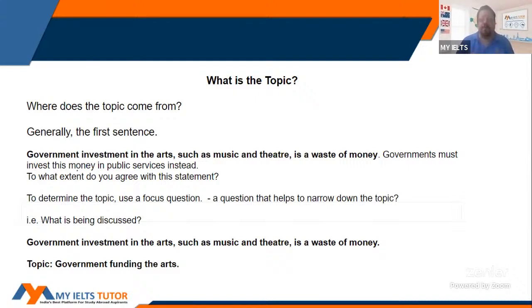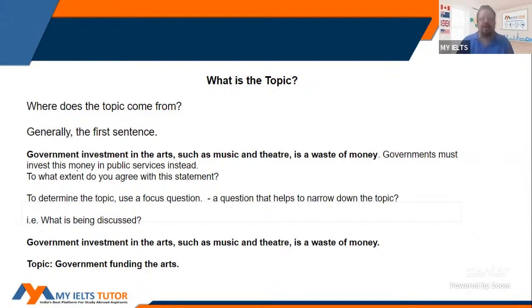Well, first of all, we have to understand where the topic comes from. And generally, it comes from the first sentence. So if we look at our example here, government investment in the arts, such as music and theater, is a waste of money. That's pretty much the topic. Now, it may not be clear. The topic may not be clear. I mean, that sentence itself is not the topic itself, but the topic is there. So we have to pull it out.